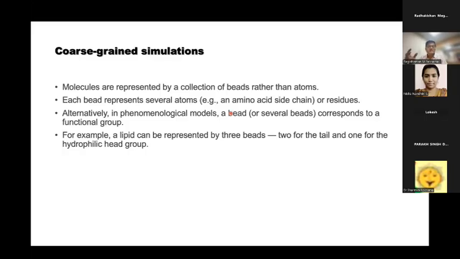A lipid can be represented by 2 beads, or 3 beads. There are 2 tails, each tail represented by a bead, and the head as 1 bead. That's it. It's a very coarse grained approach.